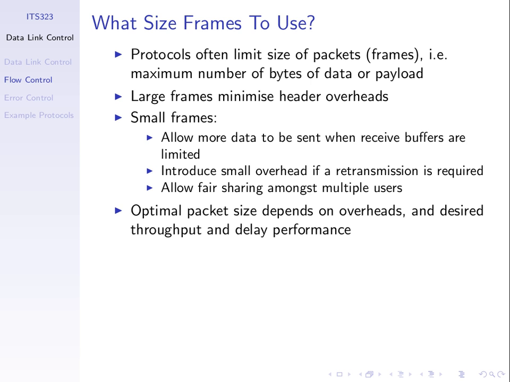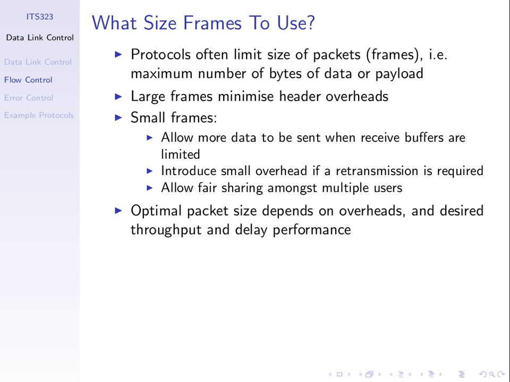Usually a protocol, a specific protocol, places a limit on the size of the frame, an upper limit. For example, most Ethernet LANs in the normal case say the frame can contain no more than 1,500 bytes of data. So that's an example value.